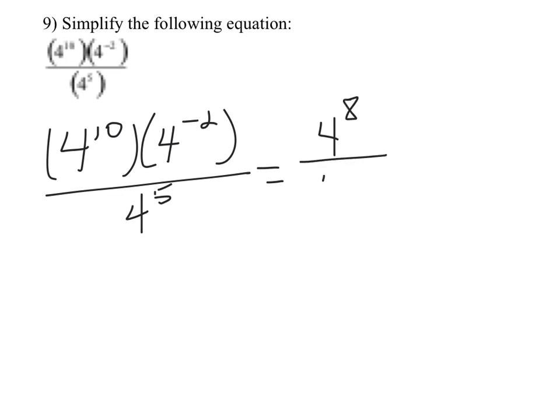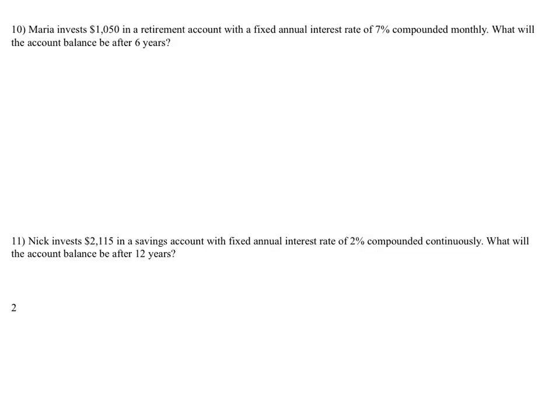And then in the denominator, I still have 4 to the 5th. Now, since this is dividing, that means I'm going to subtract my exponents. So my final answer is going to be 4 to the 3rd. And that's it. All right, so problems 10 and 11 are word problems.